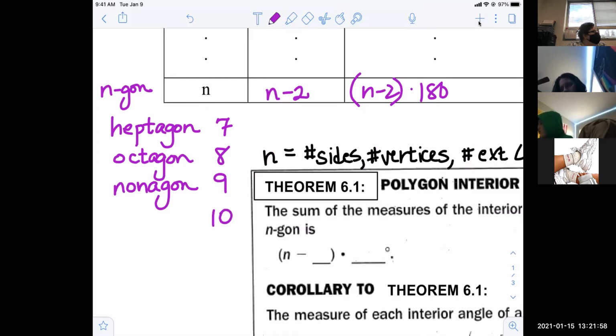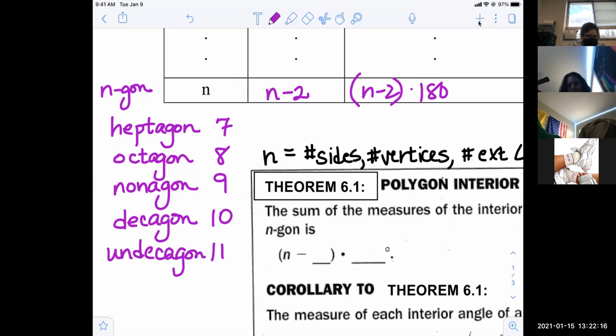10. What is it? Decagon. Deca, like decade, means 10. Okay. 11, it's quite possible you've never heard this. Undecagon. I don't think I even heard that term until a couple of years ago.